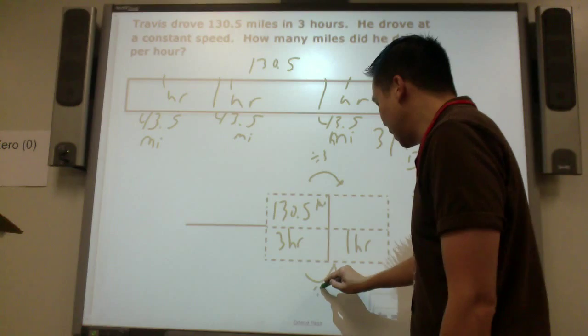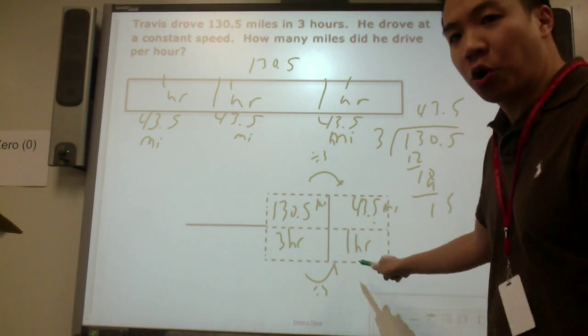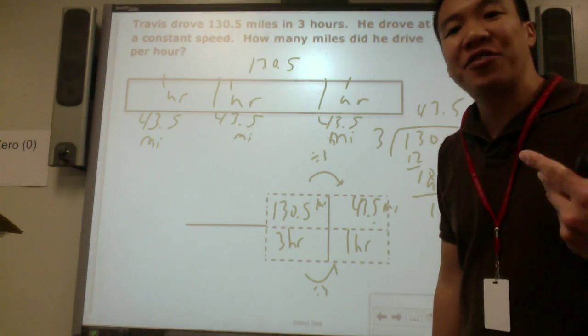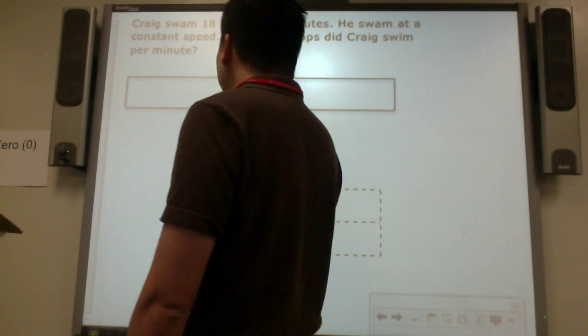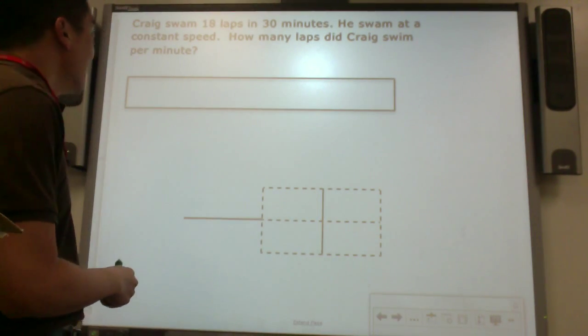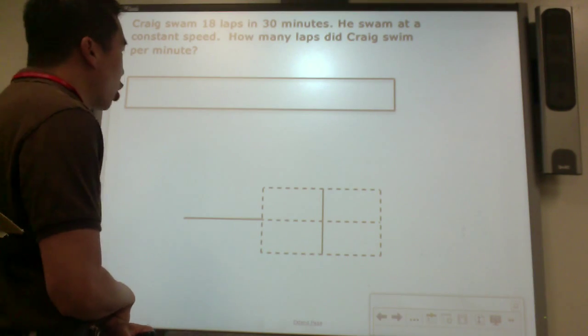Divide by 3, and I got 43.5 miles per hour, or 43.5 for every 1 hour. Last but not least, Craig swam 18 laps in 30 minutes. He swam at constant speed. How many laps did Craig swim per minute?